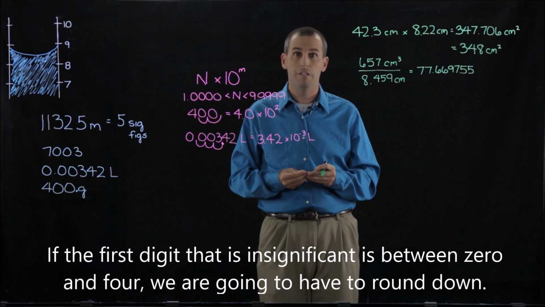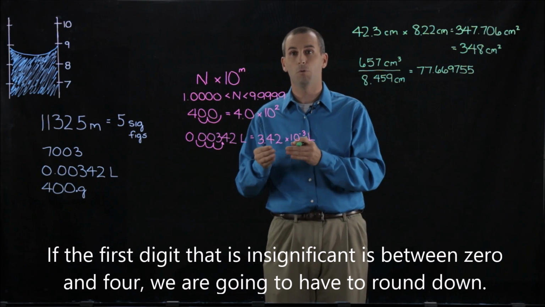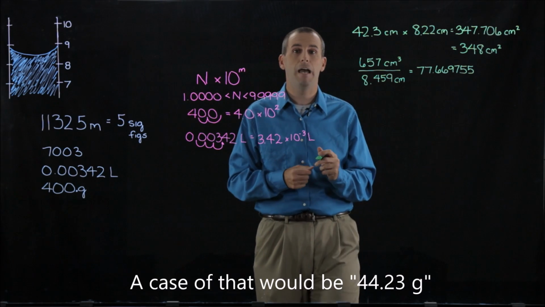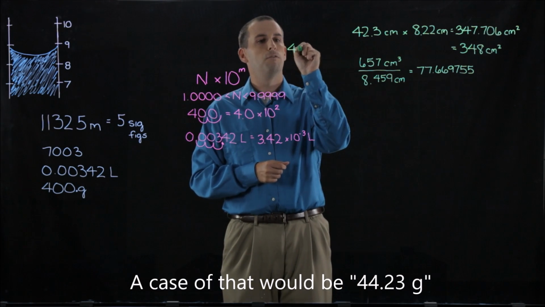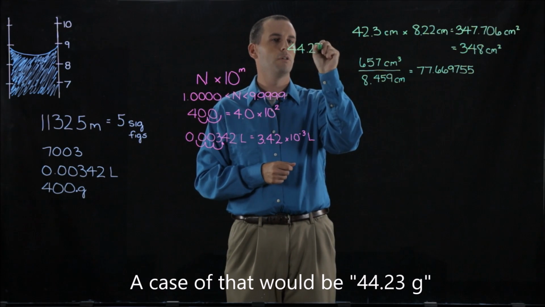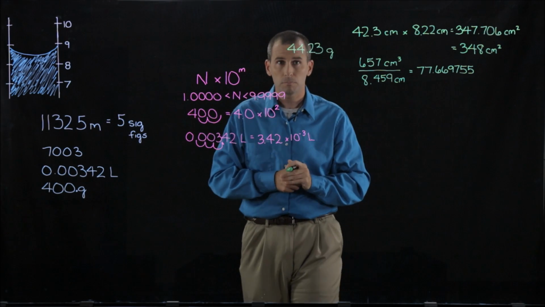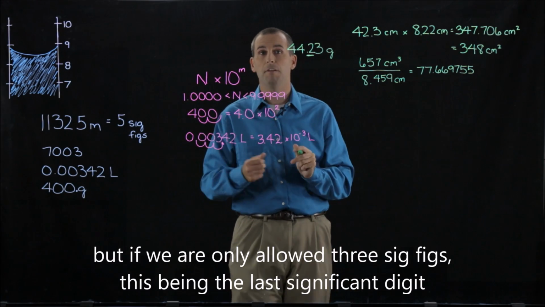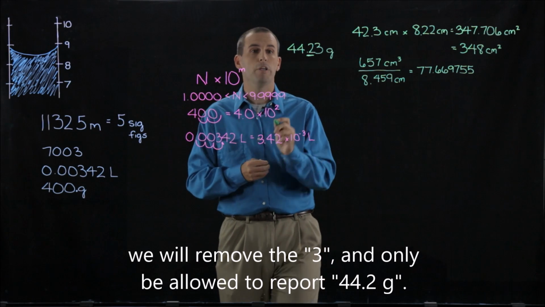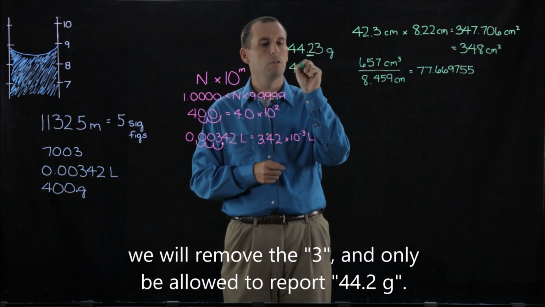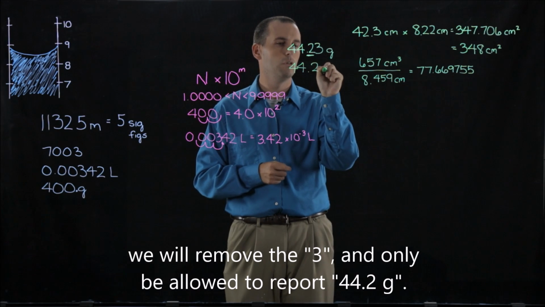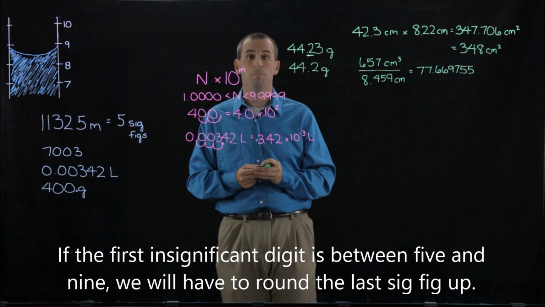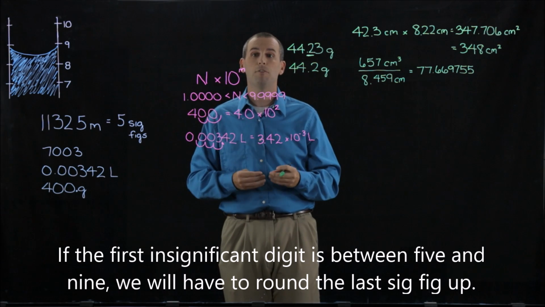If the first digit that is insignificant is between 0 and 4, we are going to have to round down. A case of that would be 44.23 grams. But if we're only allowed 3 sig figs, this being the last significant digit, we will remove the 3 and only be allowed to report 44.2 grams.